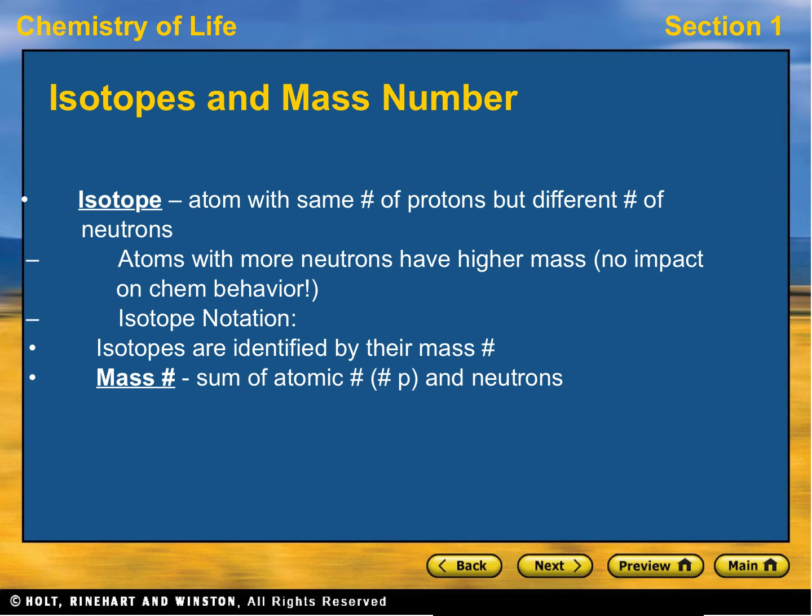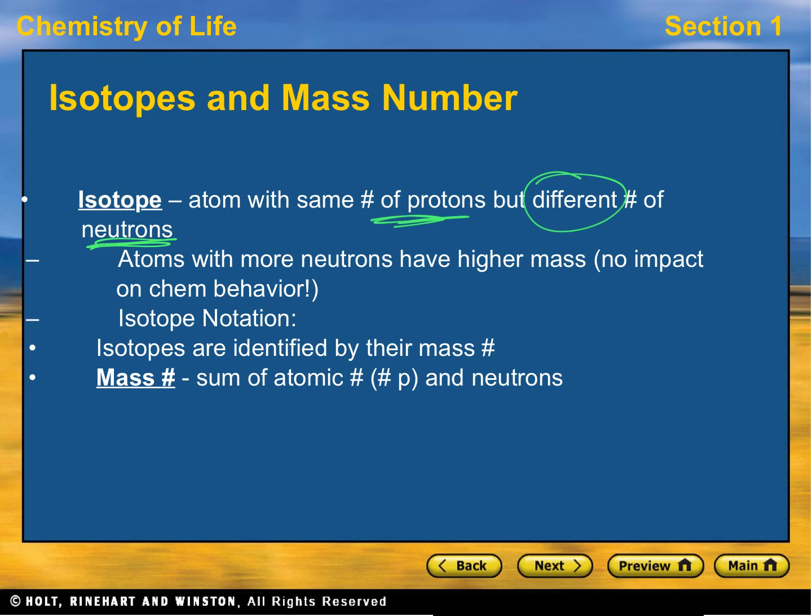So, just to talk a little bit more about an isotope, remember that an isotope is an atom that has the same number of protons, but different numbers of neutrons. Atoms that have more neutrons are going to have a higher mass. It doesn't change the chemical behavior of that atom, but the mass is going to be slightly higher.